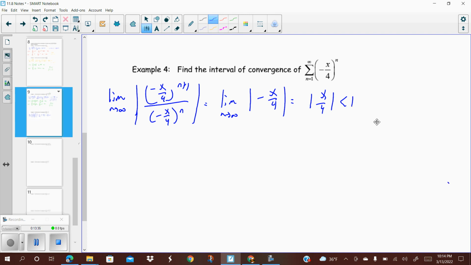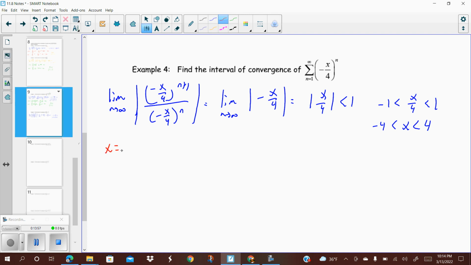So that just means that negative 1 is less than x over 4, which is less than positive 1. Multiplying all three parts by 4 should give us negative 4 is less than x is less than 4. So we have to check those endpoints of negative 4 and positive 4.